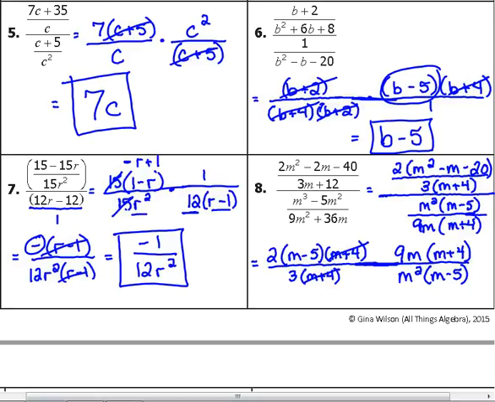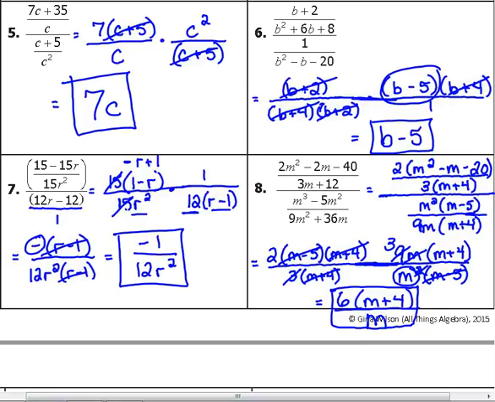So what can we cancel? We can cancel m plus 4, m minus 5, 9 over 3 leaves us with just a 3. And m over m squared leaves us with an m on the bottom. So let's see what we've got left here. We've got 2 times 3, which is 6, and a factor of m plus 4, still in the numerator. And in the denominator, all we've got left is that m in the denominator.